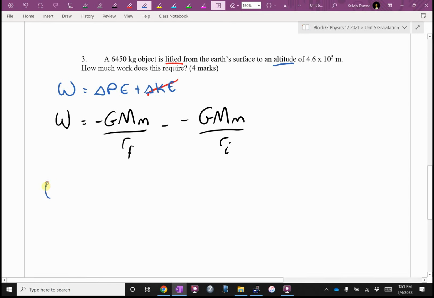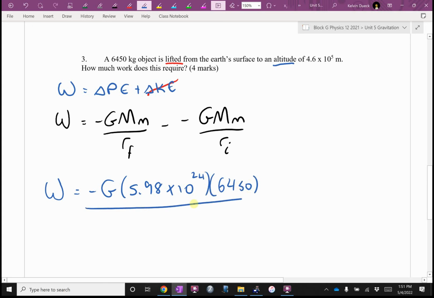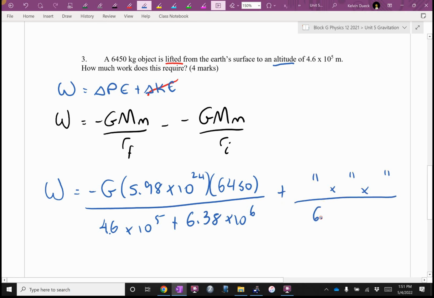Okay, this is where I'm going to use those ditto marks. I'm going to write out the first one, negative big G, mass of the Earth, 6450, divided by, I guess it's going to be 4.6 times 10 to the 5th plus 6.38 times 10 to the 6th. Minus minus is a plus, same thing, times same thing, times same thing, divided by radius of the Earth.